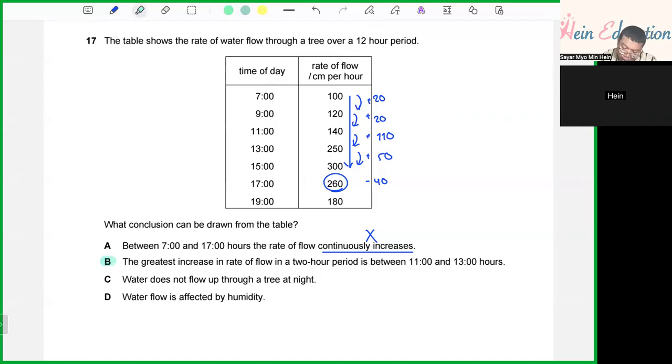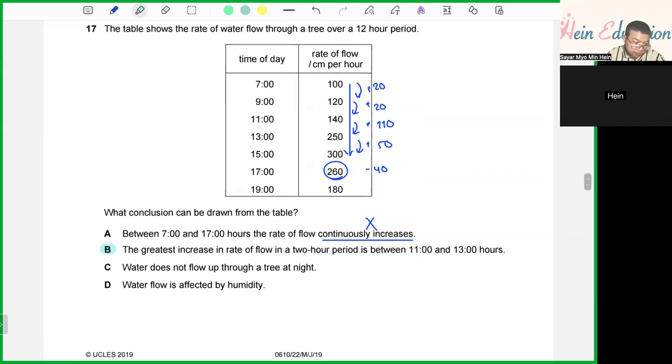And option C, water does not flow up through a tree at night. No, right? Because even after 15, 17, 19, there is still a rate of flow, meaning that water is still going up at night as well. Water flow is affected by humidity, right? So this is also not correct, because even with daytime and nighttime, the water flow is there. So the correct answer is B for number 17.